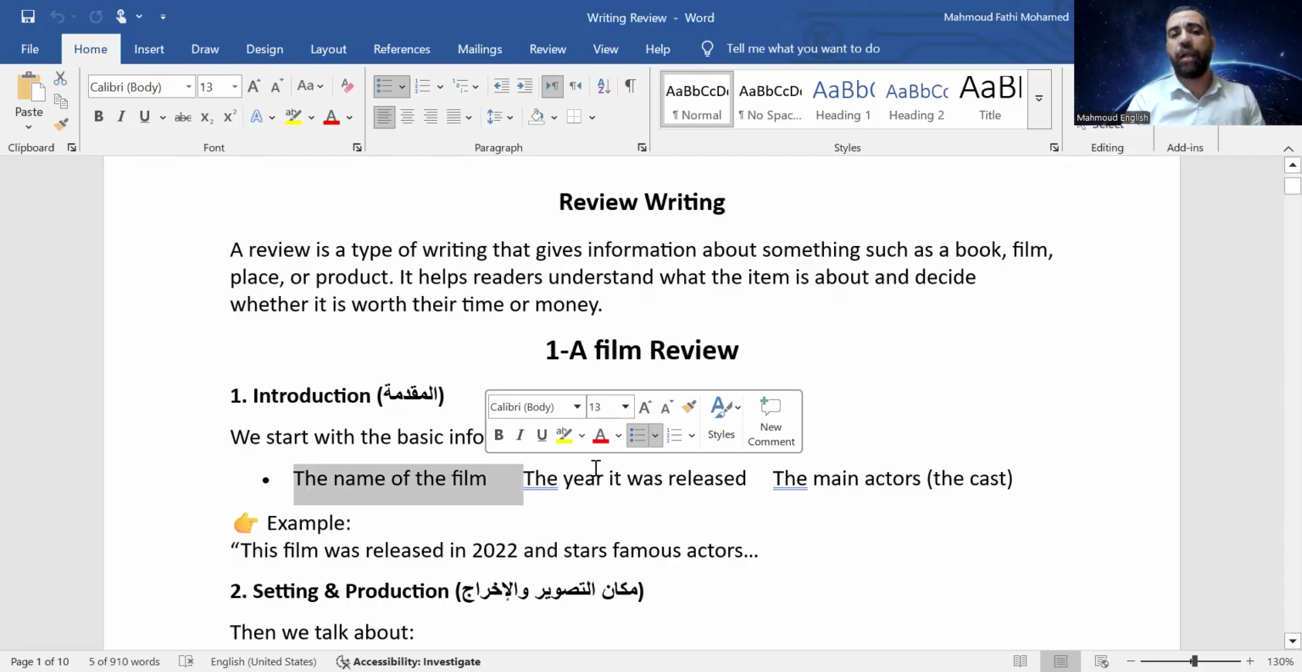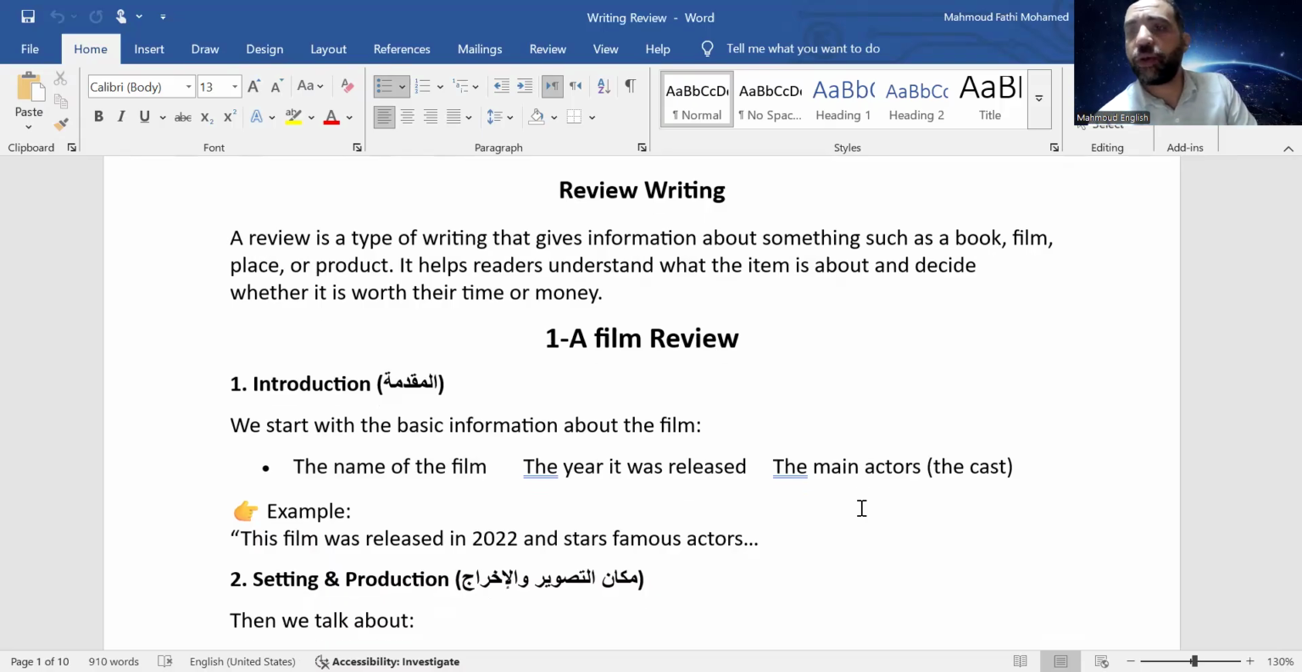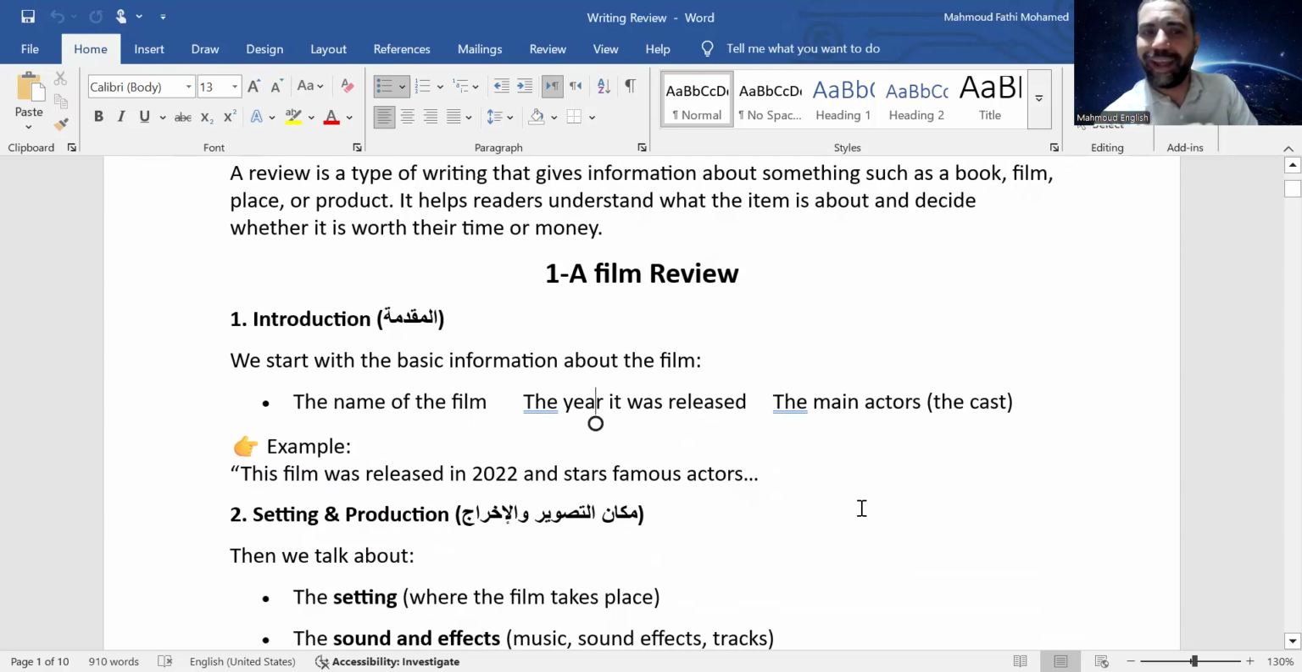Tell me the name of it and the year it was released or the year of production. It was produced in 2009, 2011, whatever. And the main actors, the cast, who was the hero or characters and so on, and who was the director. For example, the film was released in 2022 and the stars are famous actors like so and so. Okay, so in the introduction you can talk about this information.